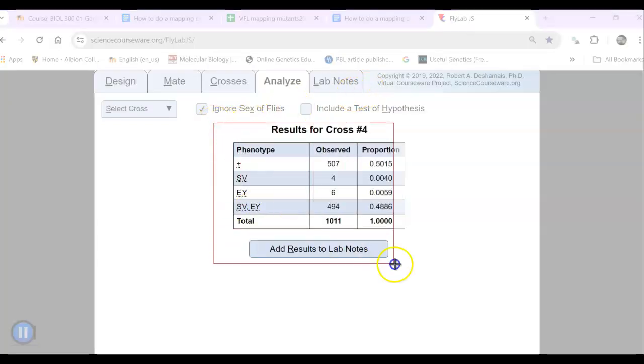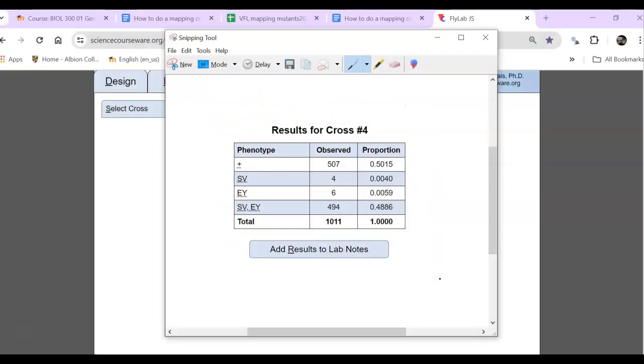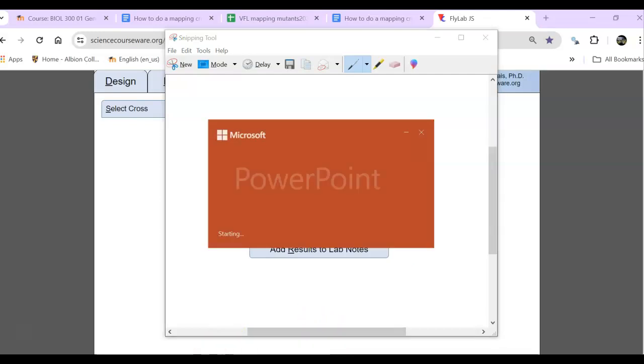Doesn't seem to like this. All right. So let's take this and we'll put it somewhere where we can write on it. So let's say PowerPoint.